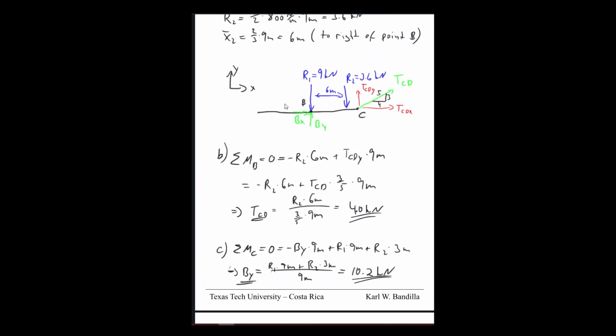which means we can solve this for BX, so that would be minus 4/5 times TCD, and that gives me a value of minus 3.2 kilonewton for BX. Makes sense that BX would be pointing in the other direction because we're pulling on our weightless link here, so that works out for us.